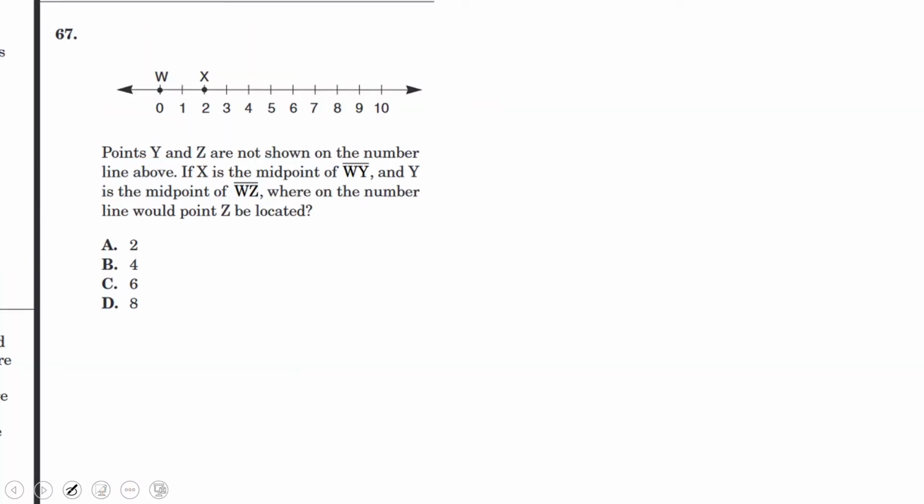F. Next. Alright, so points y and z are not shown on the number line. x is the midpoint of wy, so this is y, and y is the midpoint of wz, so that's 4 right here, so 4, so 8, z, 8, D. Next.